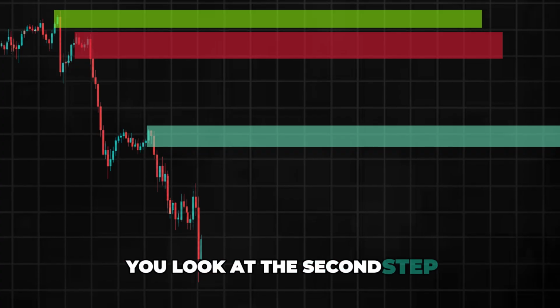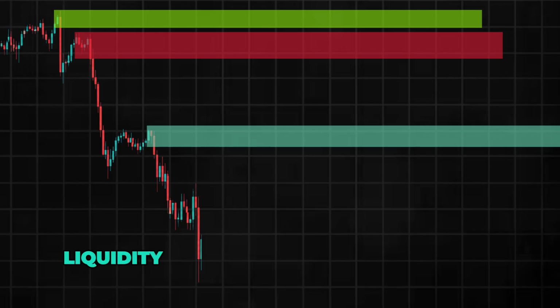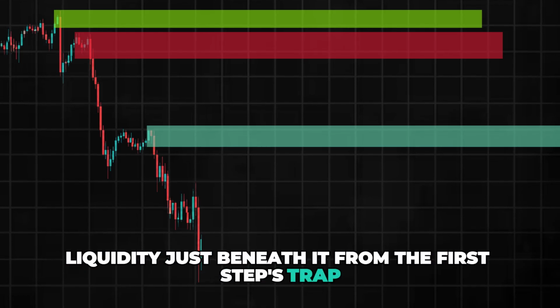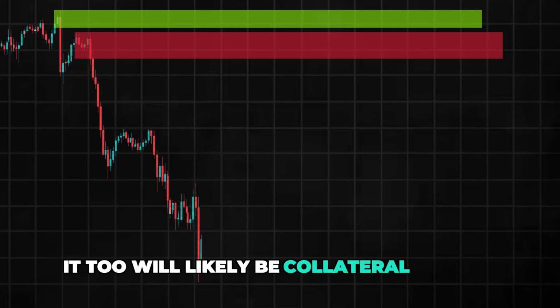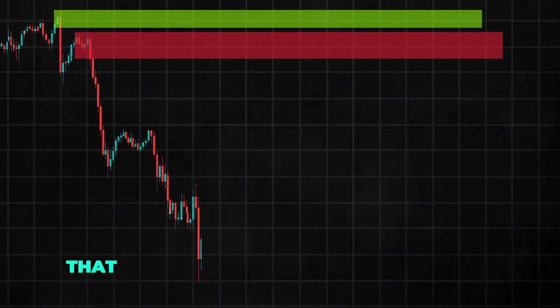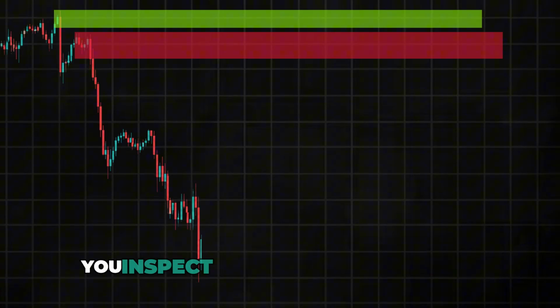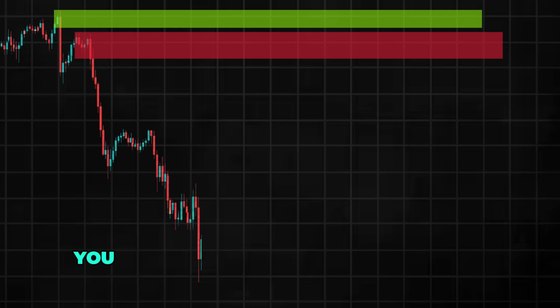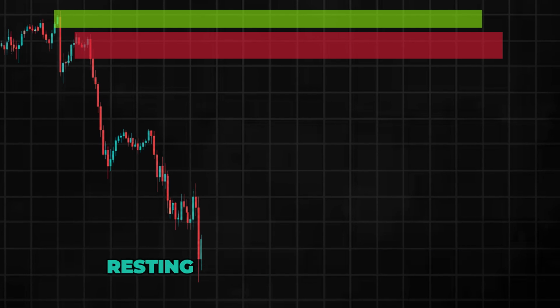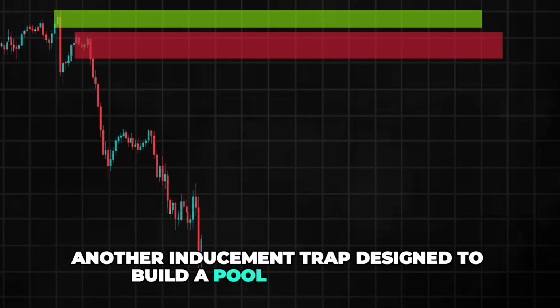You look at the second step. It's sitting in no man's land, but because there is so much resting liquidity just beneath it from the first step's trap, it too will likely be collateral damage as the market surges upward to collect orders. That leaves the third and fourth steps near the very top of the waterfall. You inspect the third step, and again, you spot a perfectly flat double top pattern resting right against it. It is yet another inducement trap designed to build a pool of stop losses.